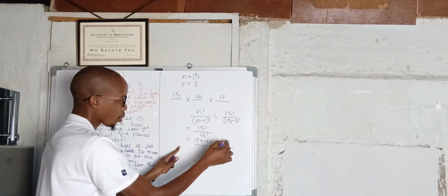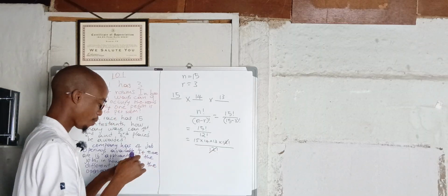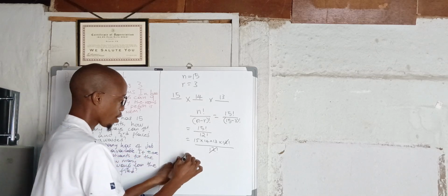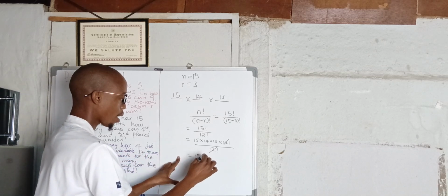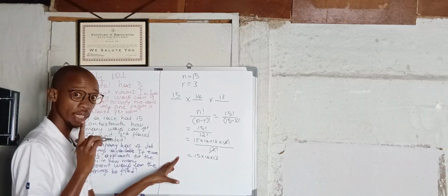Cancel out the 12 factorial in the numerator and then cancel out the 12 factorial in the denominator. And what is it that this thing is going to give me? It's going to give me this: 15 multiplied by 14 multiplied by 13. Did we see this before? Exactly. Here.